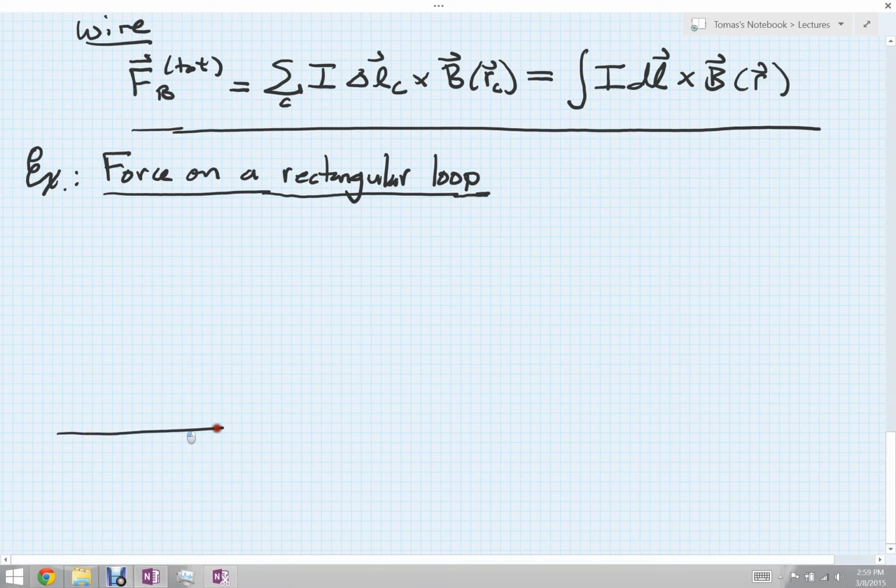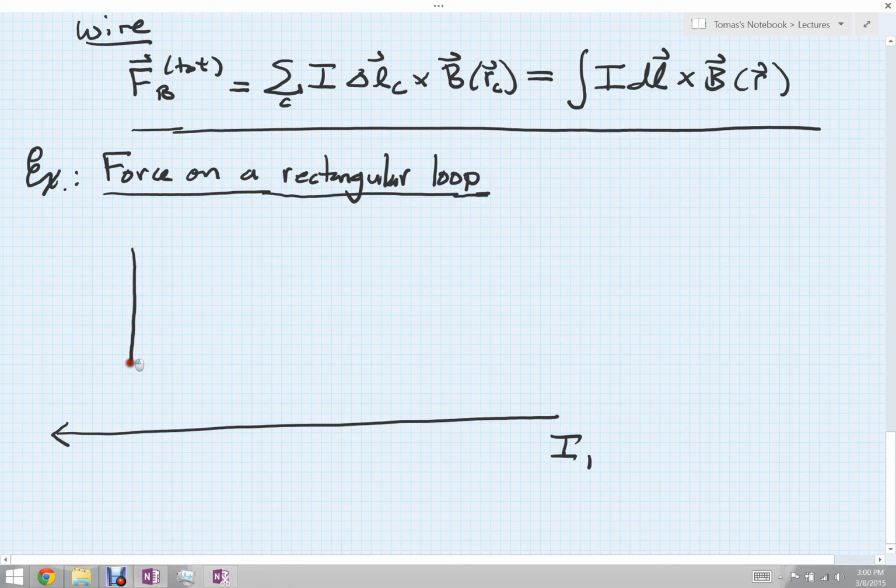I'm going to have a wire moving over here to the right, carrying a current I1, and I have to have it oriented with the current flowing to the right, because right now this is the only situation for which we actually know the magnetic field. Then above it, I'm going to have this rectangular loop.